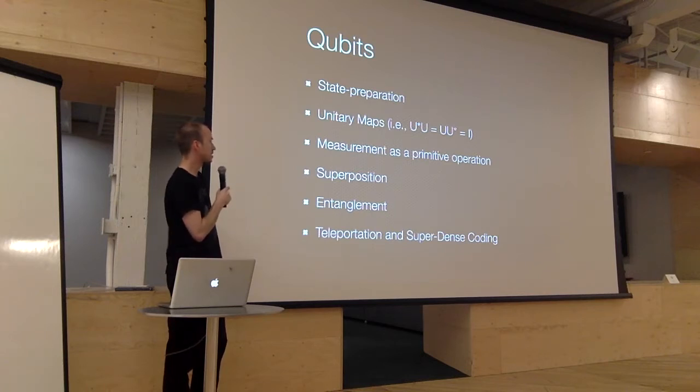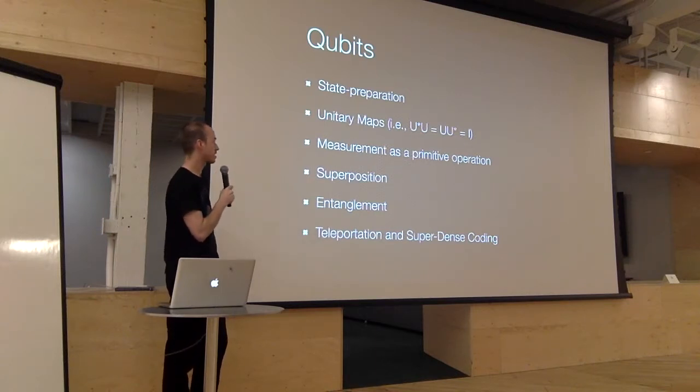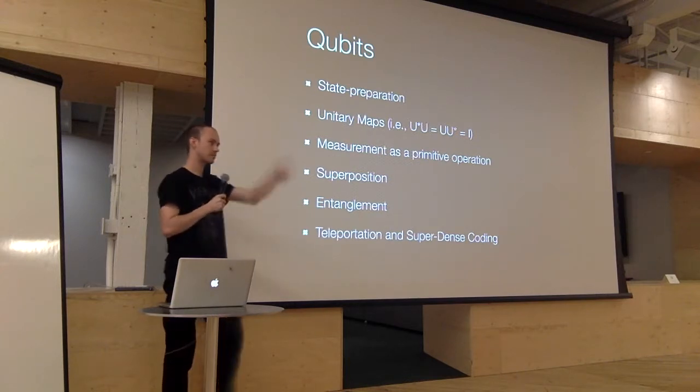Qubits do support some interesting properties, though. They are all unitary maps, which means they can be defined by their identity function. They have measurement as a primitive operation, otherwise you would not be able to use them for computation. They exist in superposition until measured. They can be entangled with each other, and they can be teleported, and they support superdense coding.